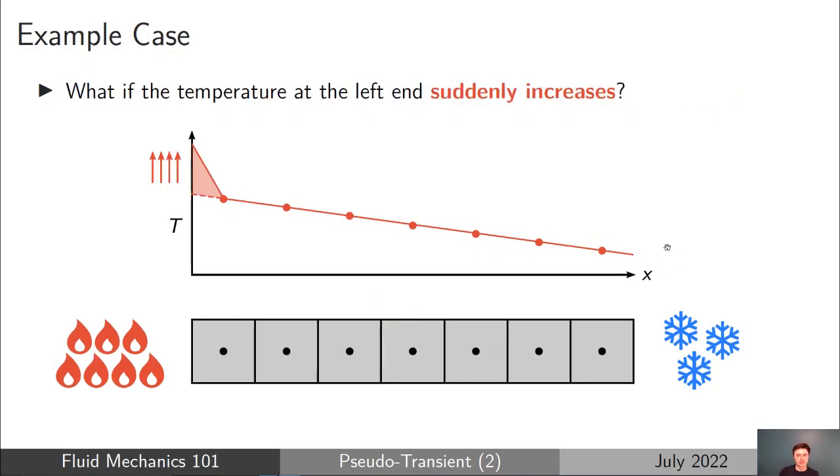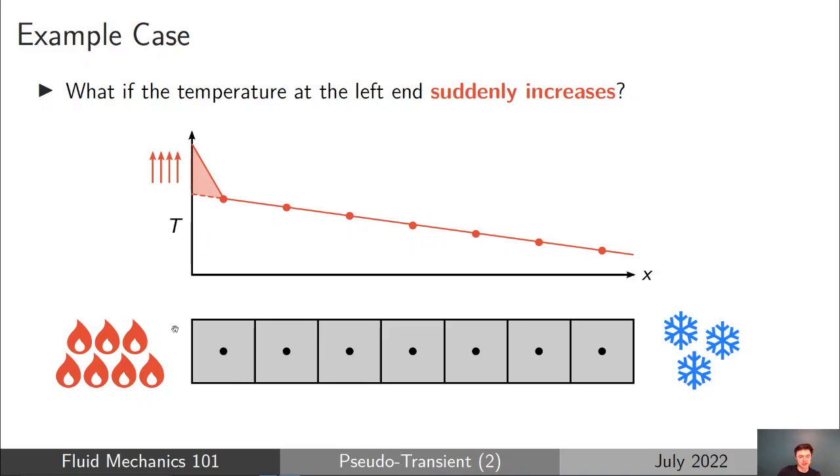The way I'm going to demonstrate this is with the simple case where we start with a steady state linear temperature profile along the bar. This could be your initial guess, this initial condition. Then at time 0, just for this example, the temperature at the left end of the bar is going to suddenly increase. And we're going to use this example to look at how fast the effect of this boundary change propagates along the bar.